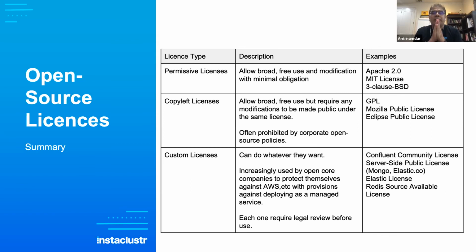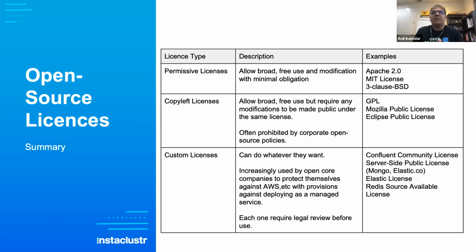There are primarily three types of licenses that you should be aware of. First is the permissive license. This allows broad free use and modification with minimal obligation. The challenge is that one can modify and add proprietary features not offered by the open source software and charge money for it separately. Examples of this license is the very popular Apache 2.0, used by Cassandra, Kafka, and other projects.